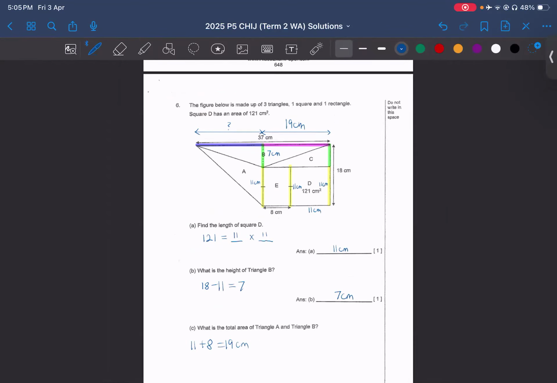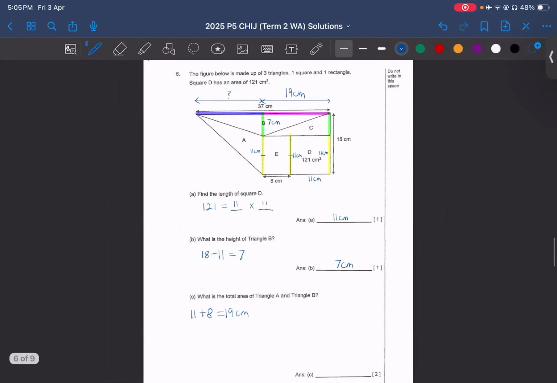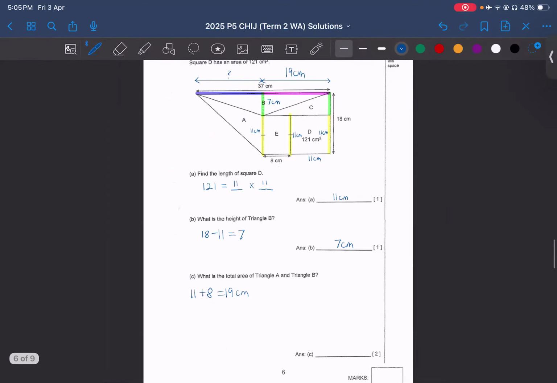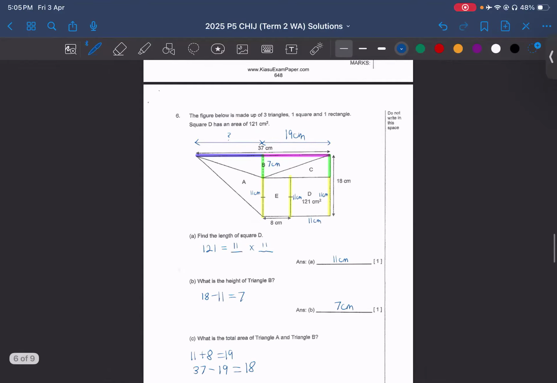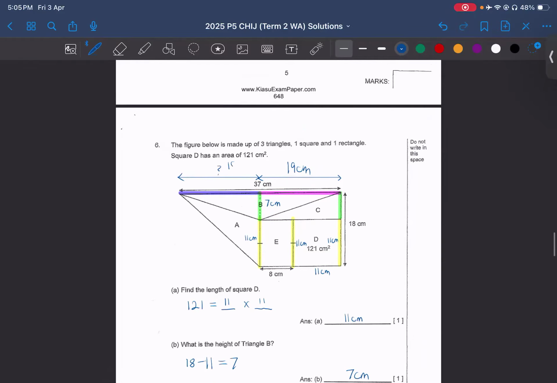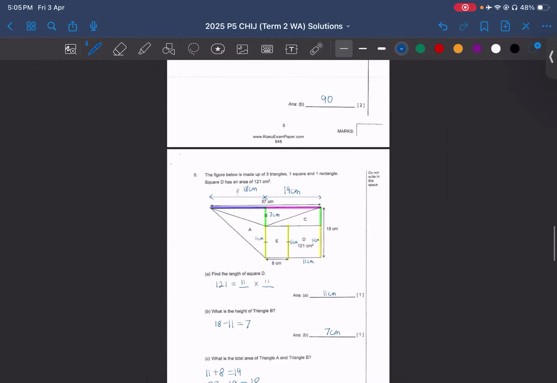And then to find the question mark, we just take your total length, which is 37, minus away your 19 centimeters, to give you 18 centimeters. So this question mark here is 18 centimeters, and it's the height of your triangle A.